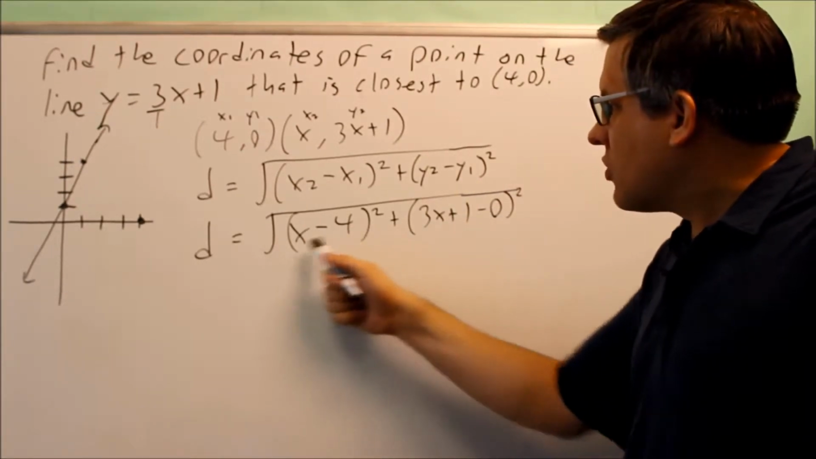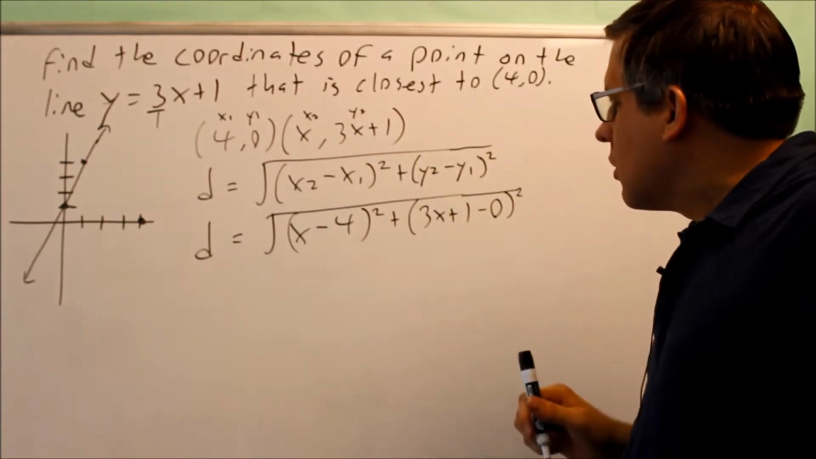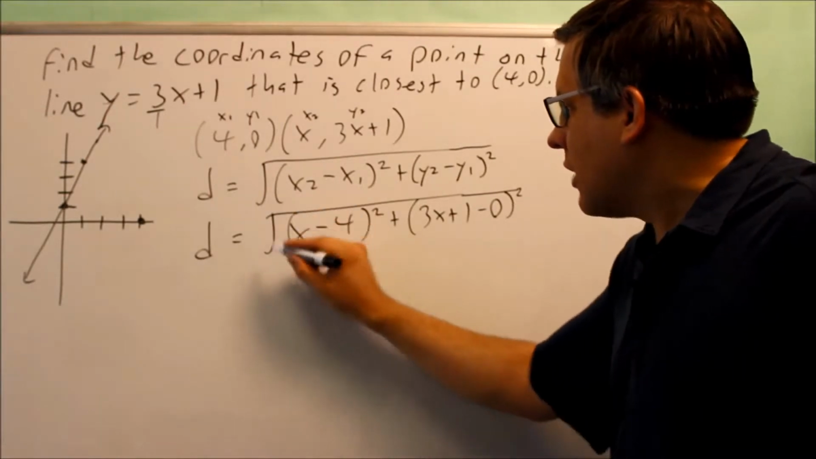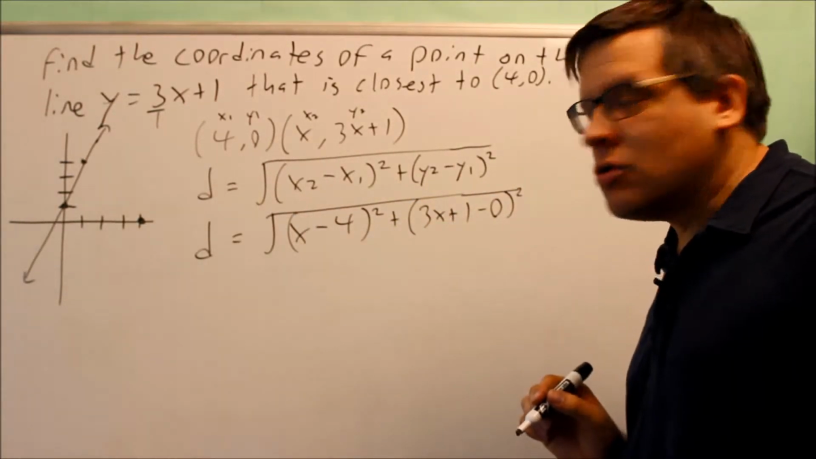It's the difference in the x's, and the difference in the y's. Now that I have this, I need to multiply this out. Remember that you're not allowed to take the square root and cancel out the squares and all that. You're not allowed to do that one.